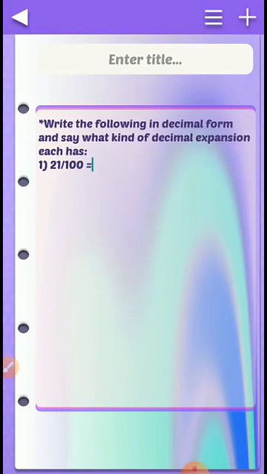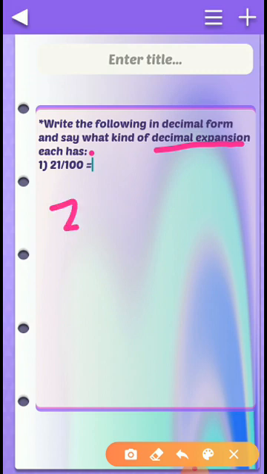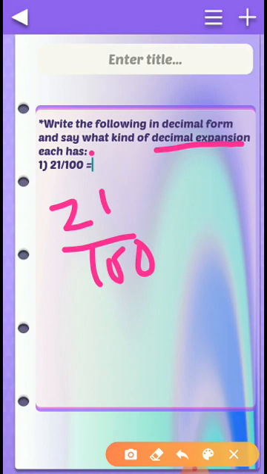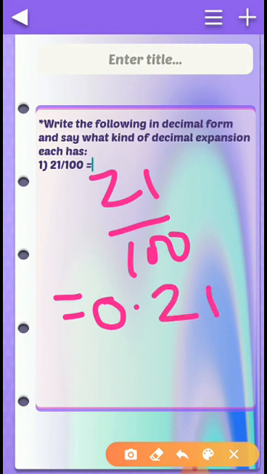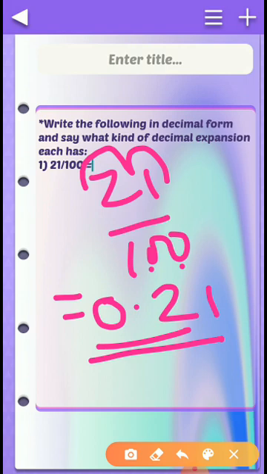Let's see some questions regarding it. Write the following in decimal form and say what kind of decimal expansion it is. First, 21 by 100. It is a rational number. What we saw for rational numbers is that it is either terminating or non-terminating recurring. Since 100 is a multiple of 10, can I directly write the decimal expansion? No need to divide. With 2 zeros, I move 2 steps to the left and get 0.21. So the decimal expansion is terminating.